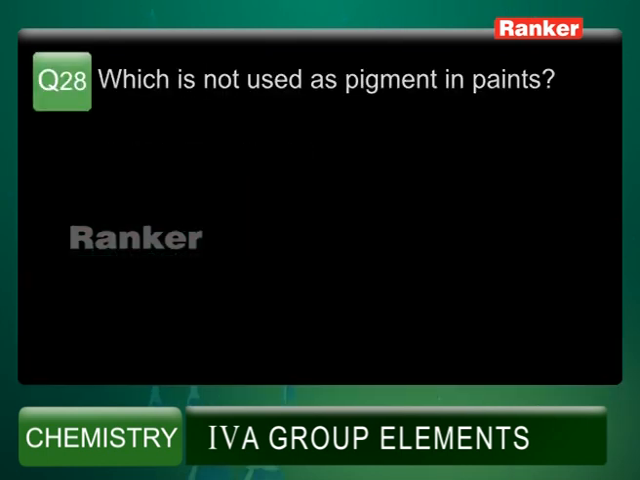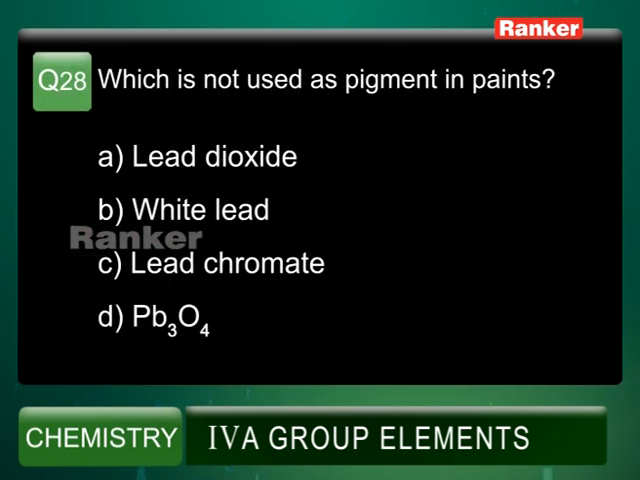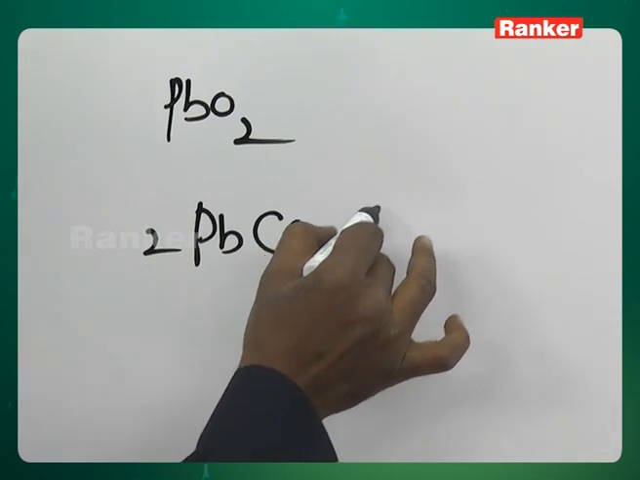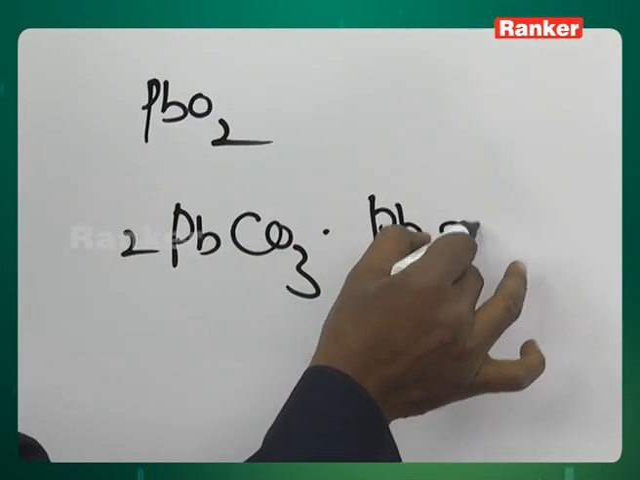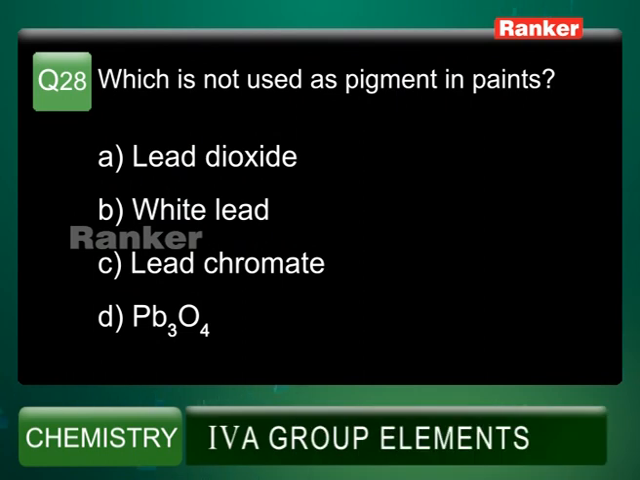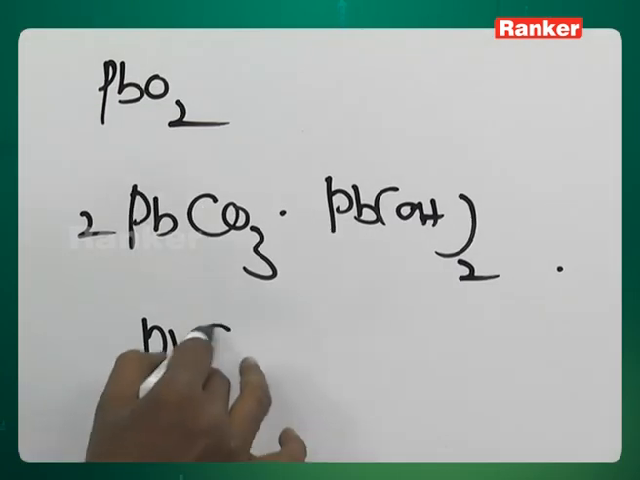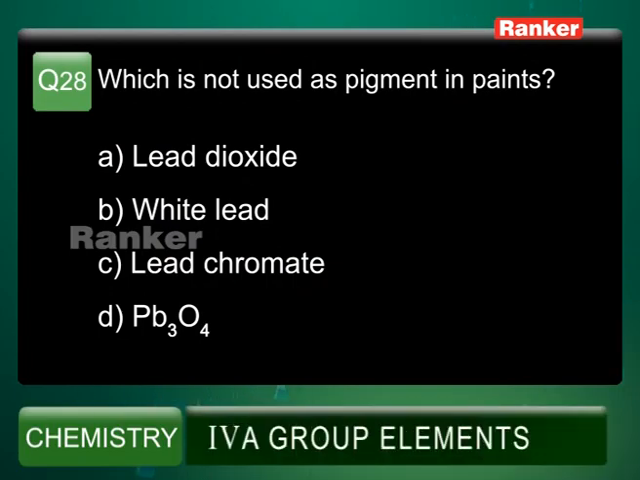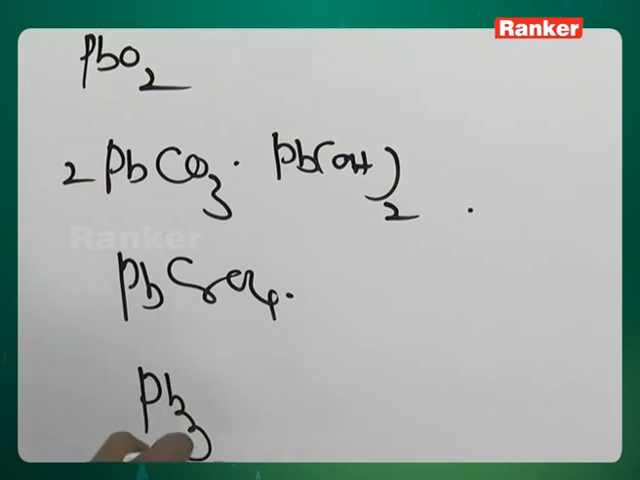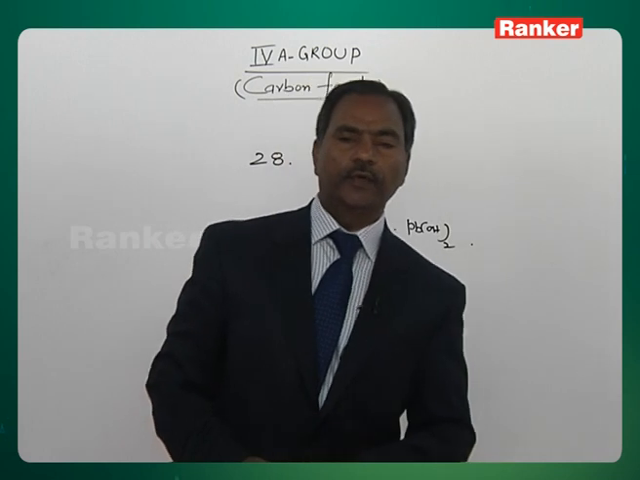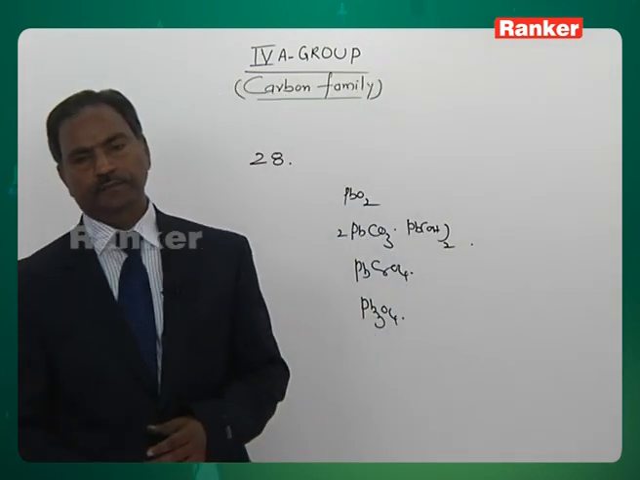Question number 28, which is not used as pigment in paints. One is lead dioxide. White lead, you know, white lead is basic lead carbonate. This is white lead. Lead chromate, PbCrO4, Pb3O4, red lead. Which is not used as a pigment in paint.